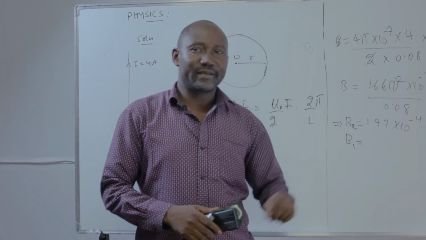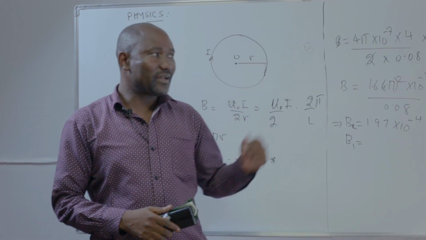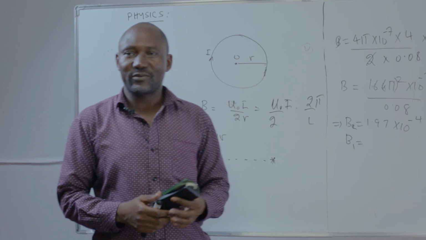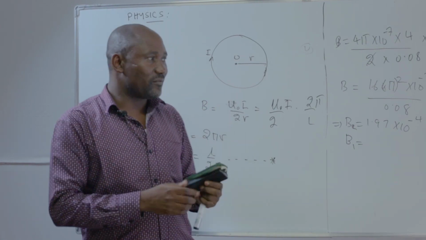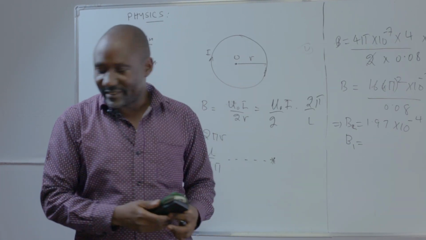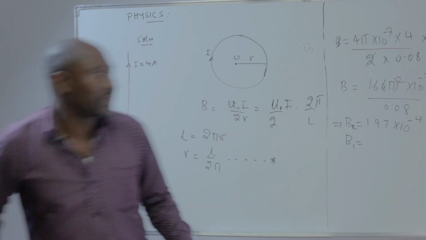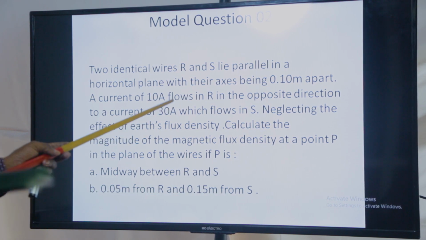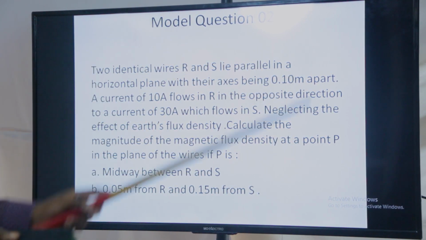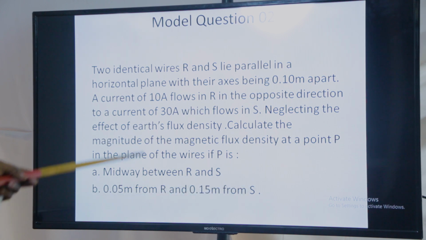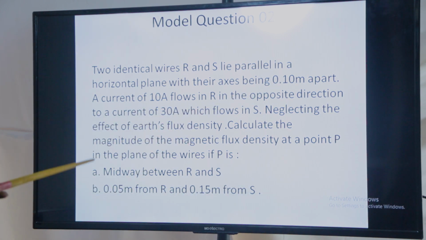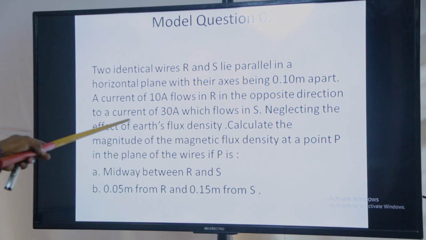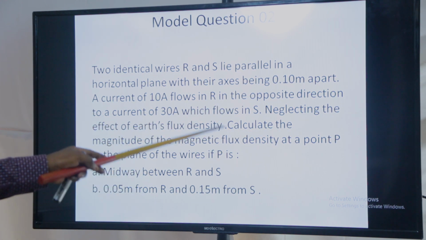Okay, let's check example number 2, which is giving us another competence-based question on how to use different formulas when finding the magnetic flux density of various conductors. The question says, 2 identical wires, R and S. They can be any names, P, Q, these are just names. They lie on the horizontal plane with their axes 0.1 meters apart. And a current of 10 amperes flows in R, opposite to that in S, which is 30 amperes.